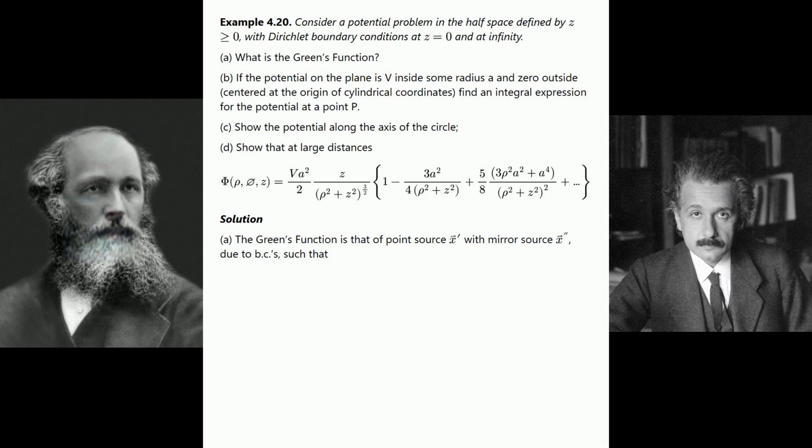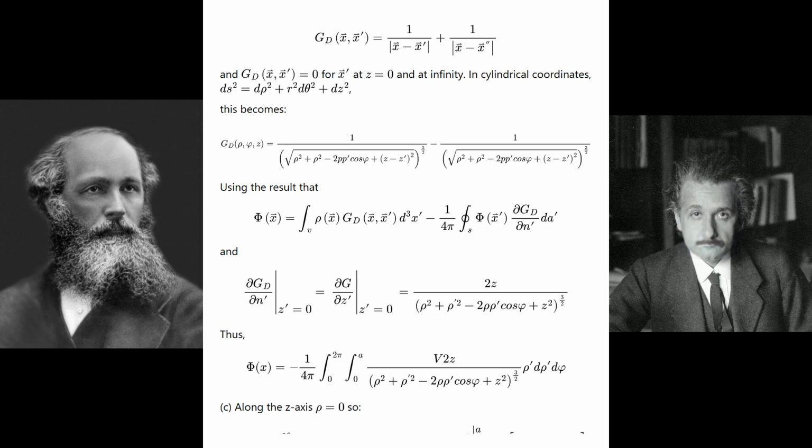See the next equation. Solution A. The Green's function is that of point source x vector prime with mirror source x vector double prime, due to the Dirichlet boundary conditions, such that, see the next equation. And G sub D of x vector prime equals 0 for x vector prime at z equals 0 and at infinity. In cylindrical coordinates, ds squared equals d rho squared plus rho squared d theta squared plus dz squared. This becomes, see the next equation. Using the result that, see the next equation, and, see the next equation. Thus, see the next equation.